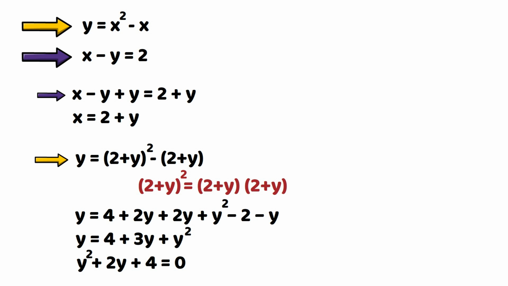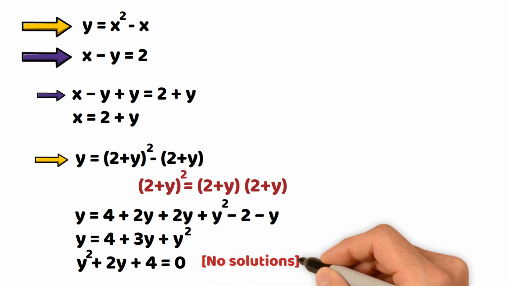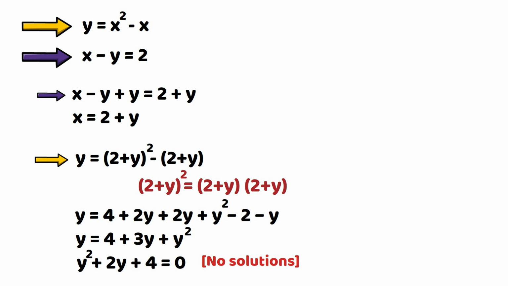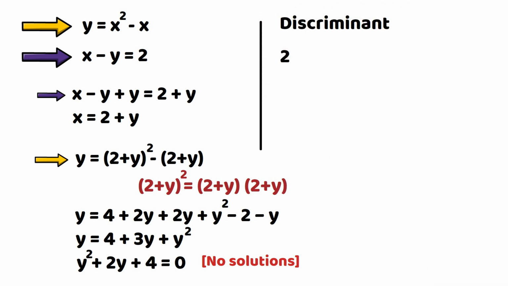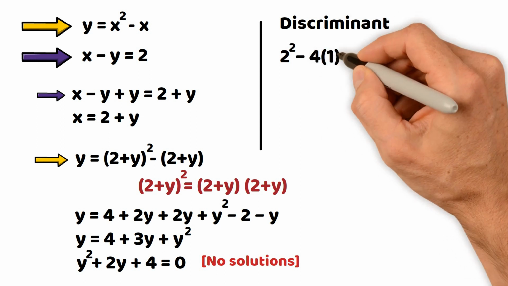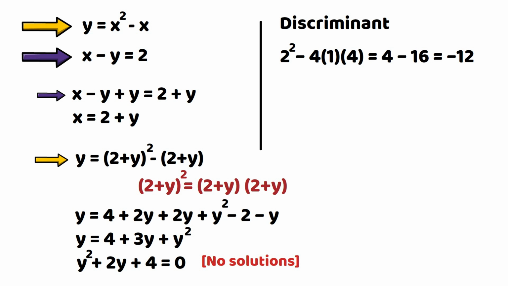If we apply the quadratic formula, we see that we get negative square roots. So this quadratic equation has no solutions. We can also see it quickly by looking at the discriminant. The discriminant here is 2 squared minus 4 times 1 times 4, which is 4 minus 16, which is negative 12, which is negative, hence there are no real solutions.